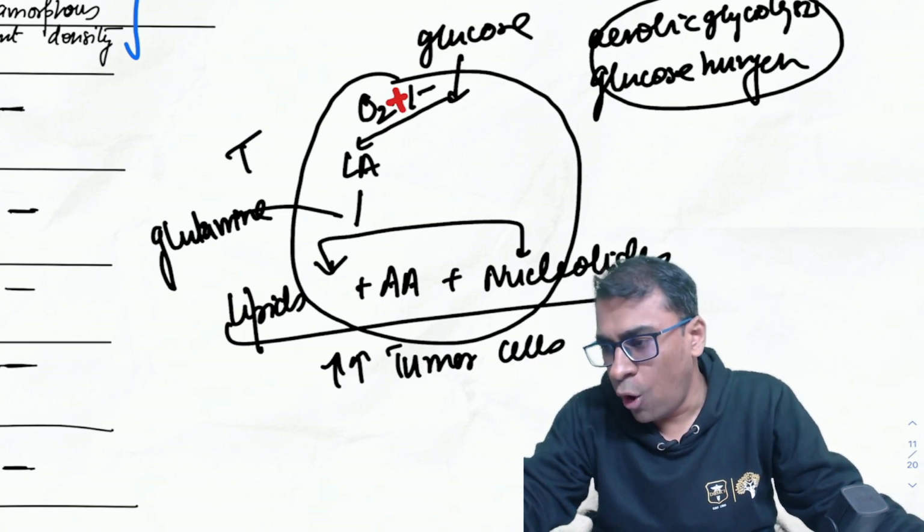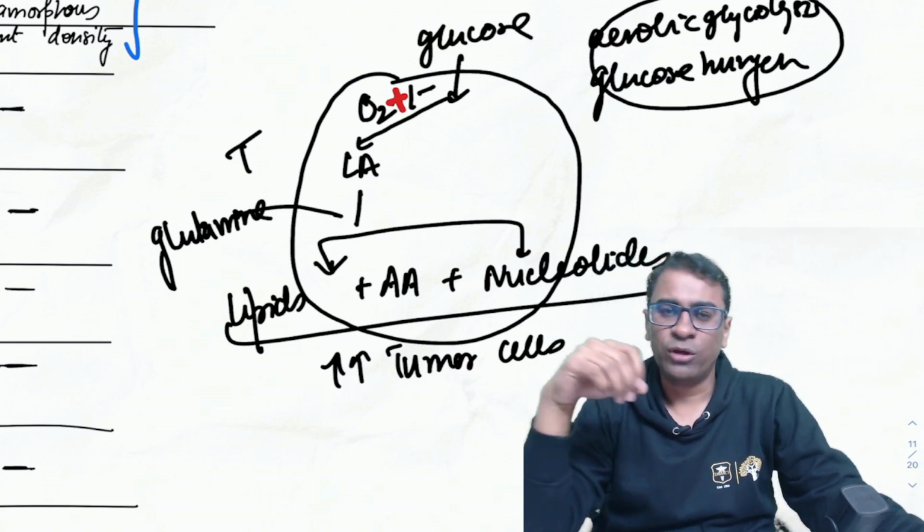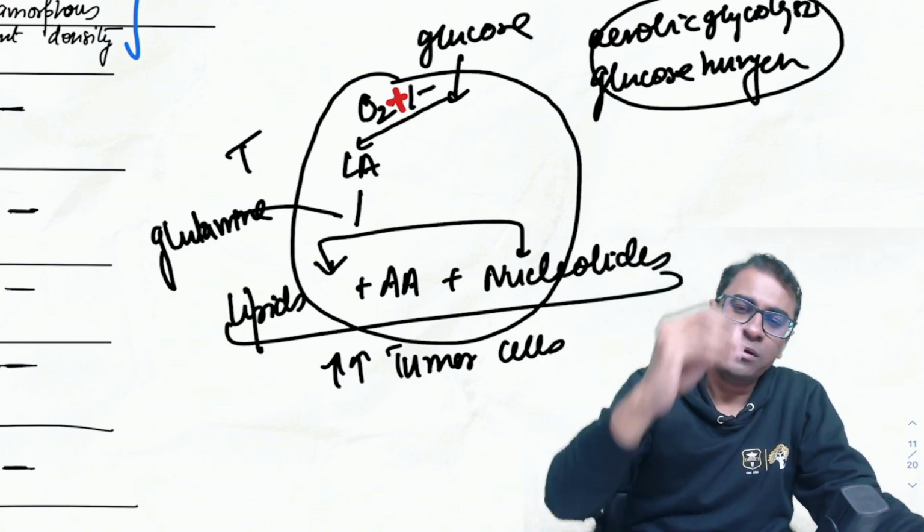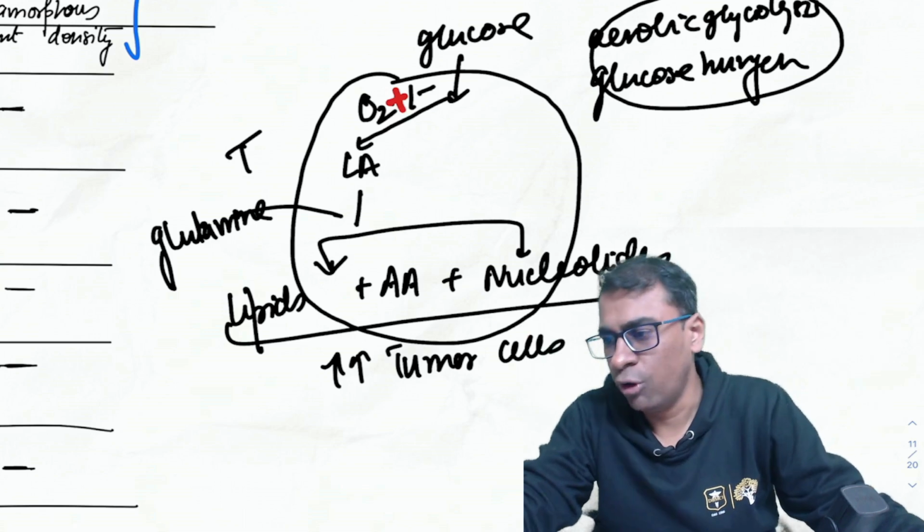Sir, how is pyknosis reversible? Because pyknosis occurs because of chromatin condensation, because of low pH. When the pH comes to normal, the DNA will again become normalized.